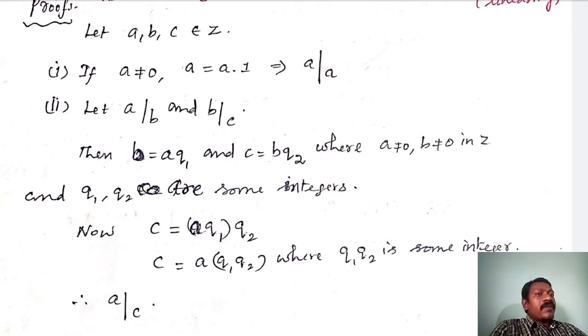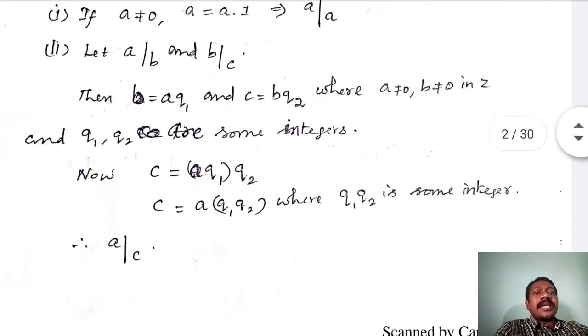Now this is by our divisibility definition. From the second equation c equal to bq2, if you substitute b as aq1, you will get aq1q2, and if you modify it, you will get c equal to a into q1q2. Regroup: q1q2, the product, is an integer. Since q1 is an integer and q2 is an integer, if we multiply, we also get an integer. So by our definition, a divides c. This is our second property.